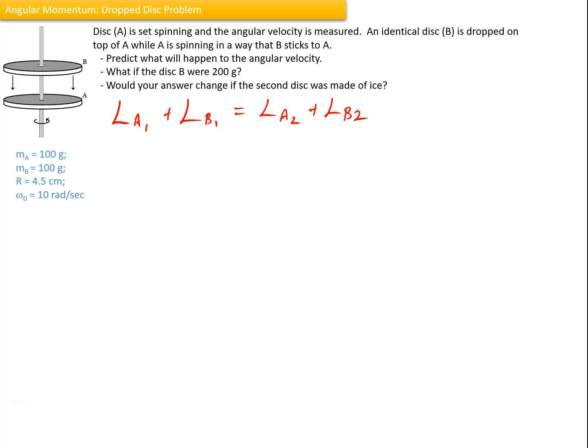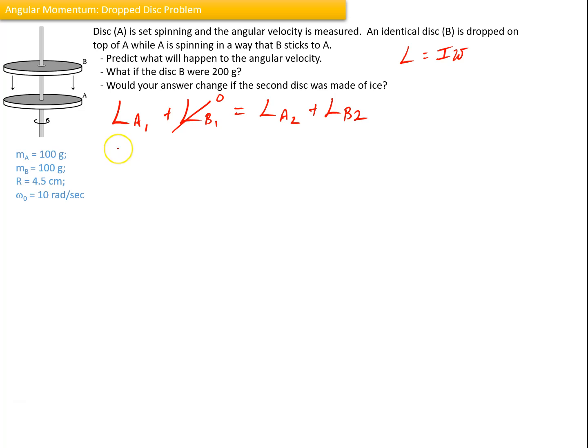Now let's look and see if anything is 0 to make our life easier. In this case, object B is not spinning before the interaction. There is no angular momentum of it, so we can drop out that term. It's going to go to 0. And now we're going to expand our terms. And remember, we said that angular momentum is equal to the moment of inertia times the angular velocity.